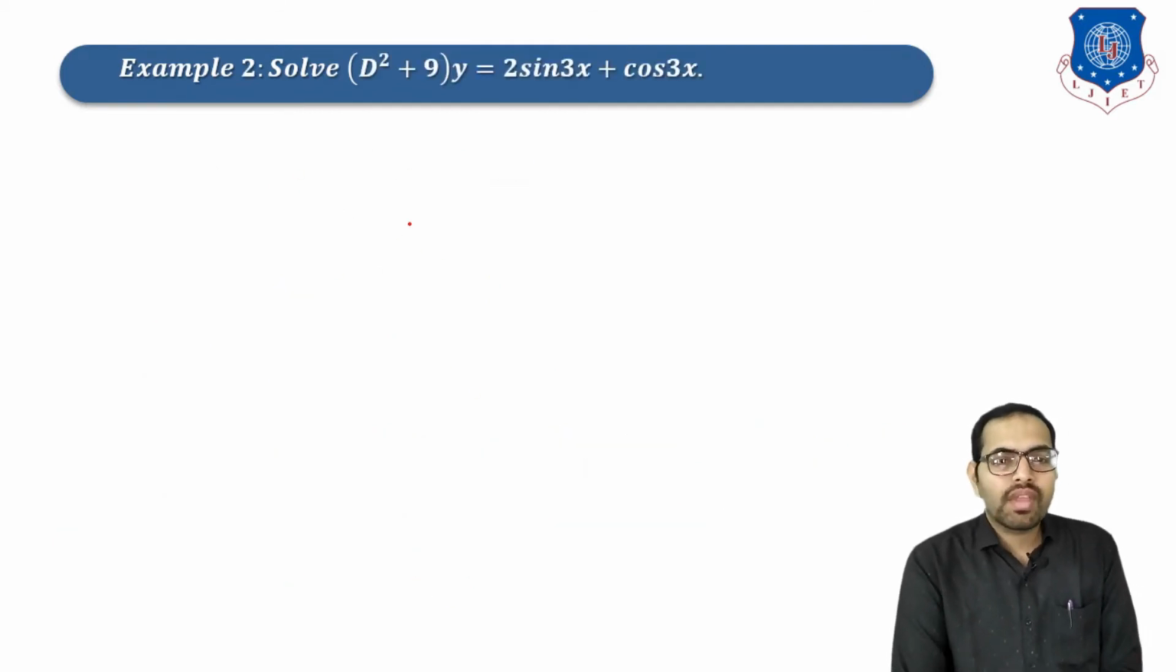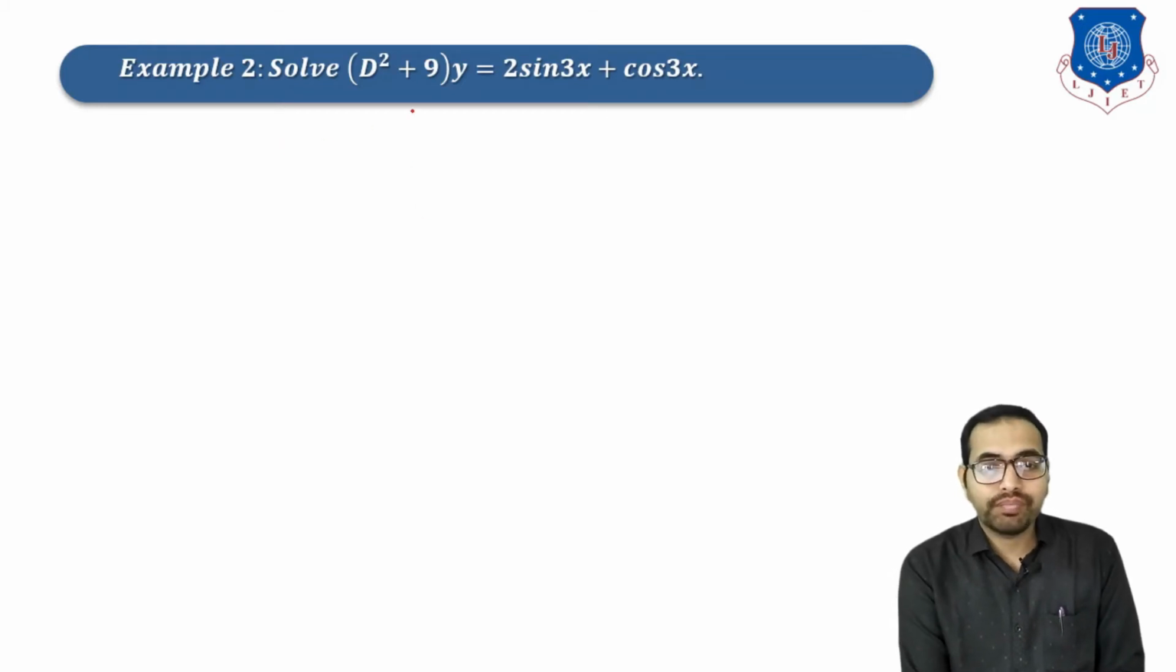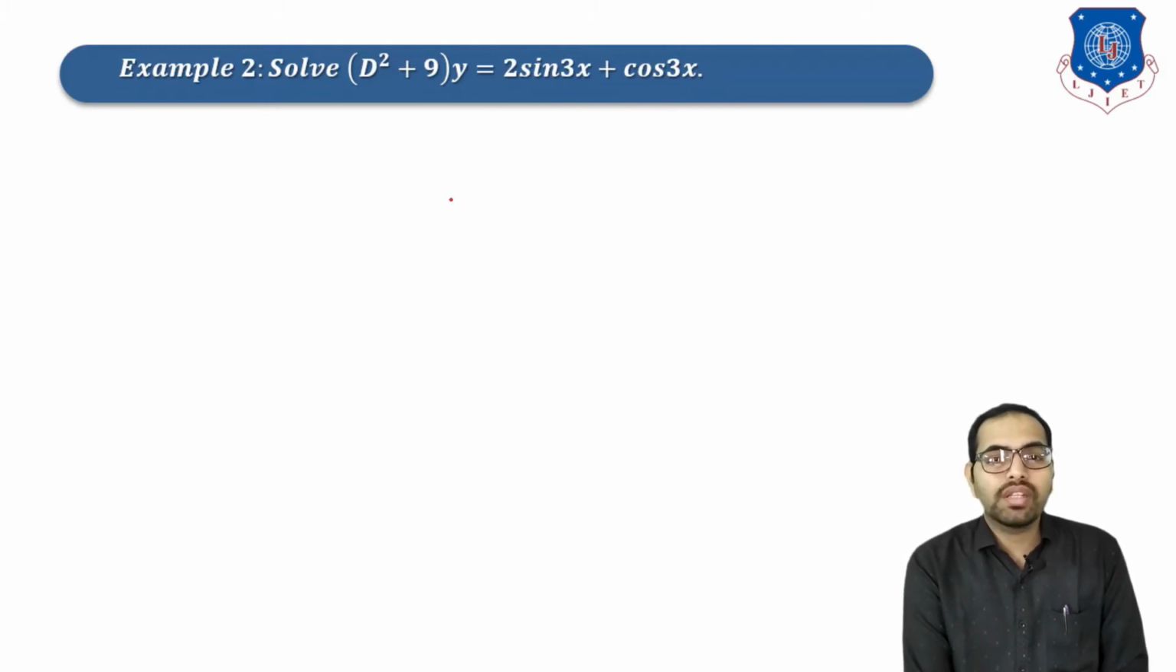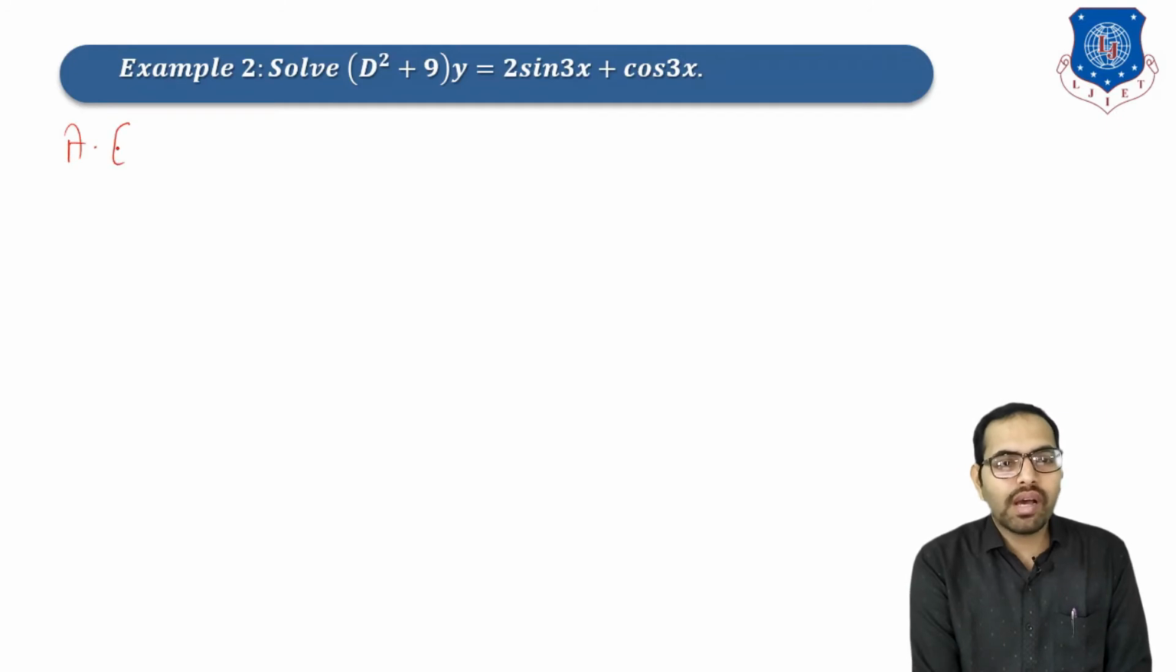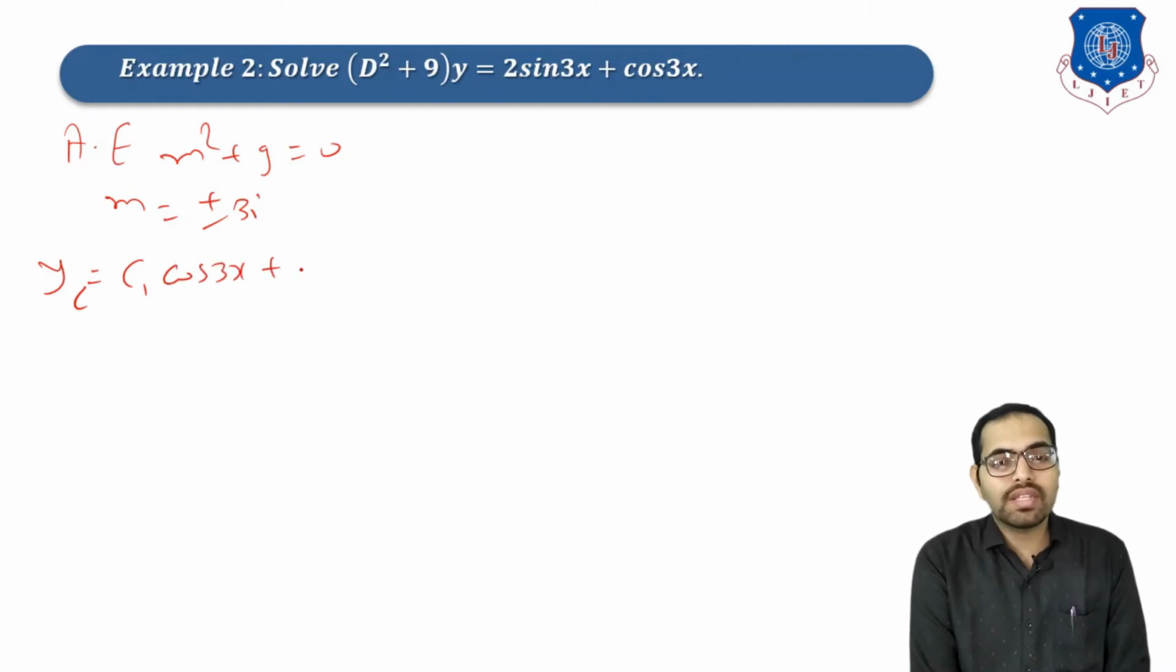Let's move on. One more example. Solve (D² + 9)y = 2 sin 3x + cos 3x. See in this example, D² + 9, so the auxiliary equation is m² + 9 = 0. Then m = ±3i. Then yc = c1 cos 3x + c2 sin 3x.